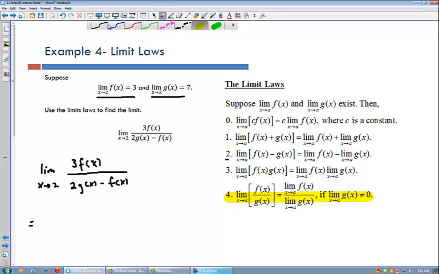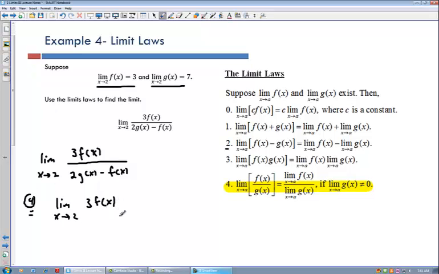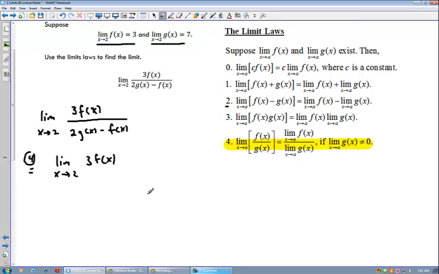So I'll say by rule 4, this is actually equal to the limit of the top, divided by the limit as x goes to 2 of the bottom. So 2 g of x minus f of x. And then we keep on going.